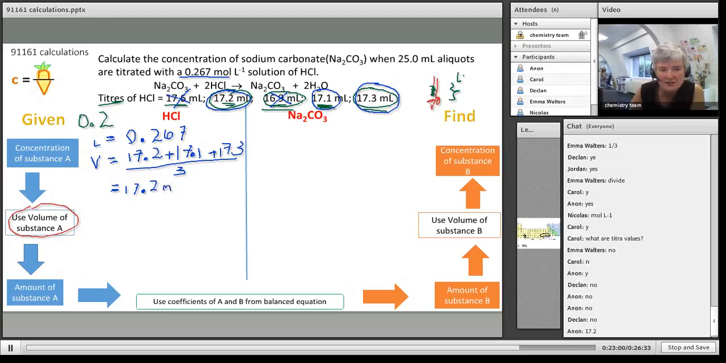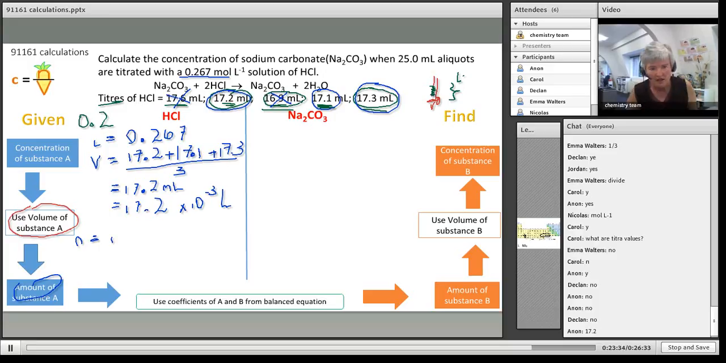Now remember that's milliliters, so I need to convert to liters. So it's going to be 17.2 times 10 to the minus 3. Now I have to work out the amount of substance. So n is equal to c times V. So I just multiply those figures together.